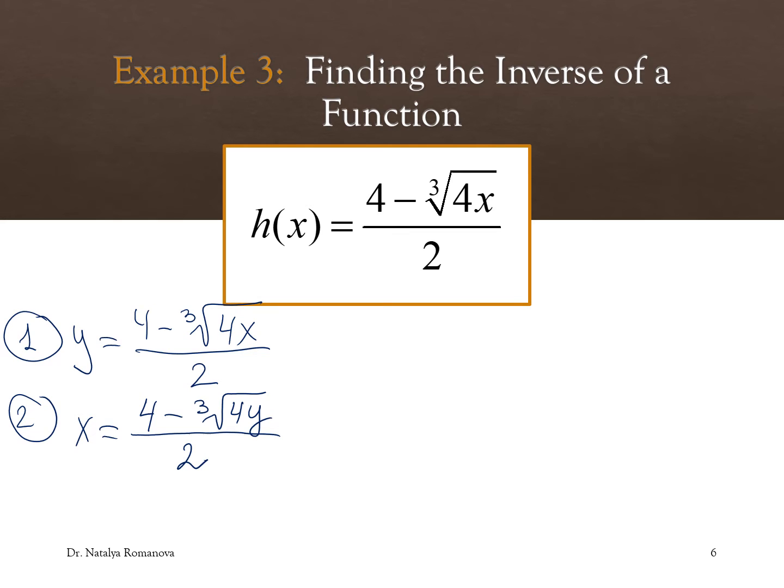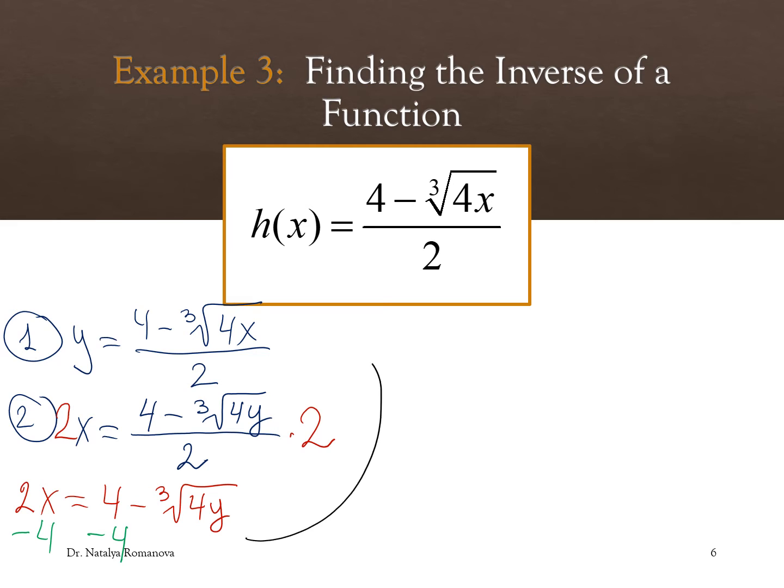We multiply both sides of our equation by 2. We have 2x equals 4 minus cube root of 4y. Next step, we subtract 4 from both sides, which gives us 2x minus 4 equals negative cube root of 4y. Now we have to divide both sides by negative 1.